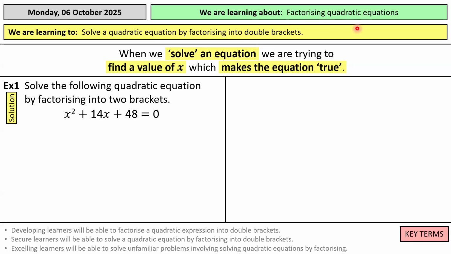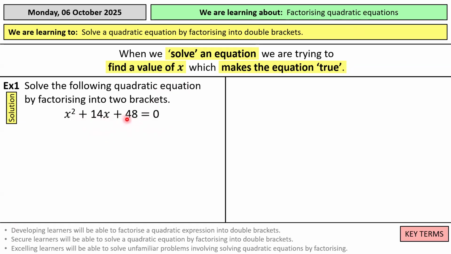Hello. Today we are going to learn how to factorize a quadratic equation and solve it. Here the quadratic equation is x squared plus 14x plus 48 equals 0. First step, we have to factorize this quadratic equation. How can we factorize it?